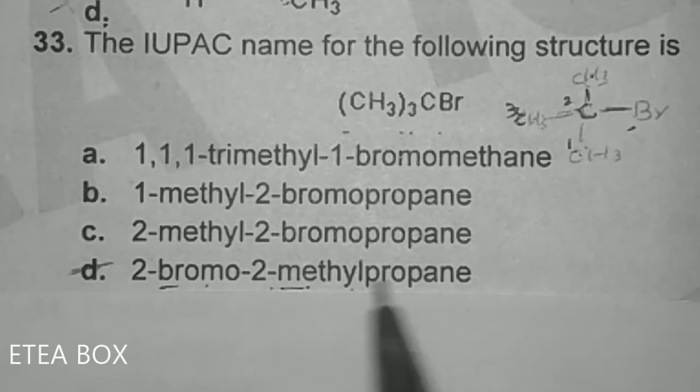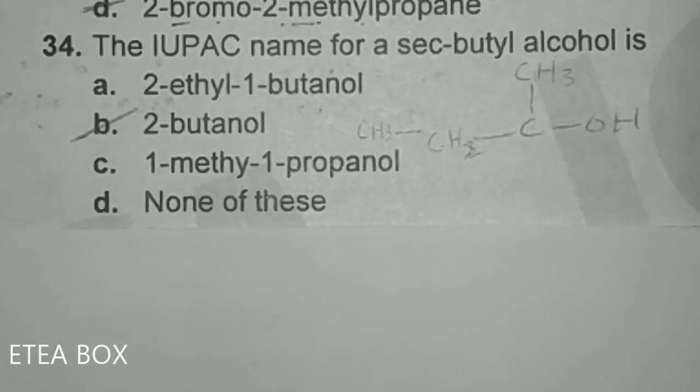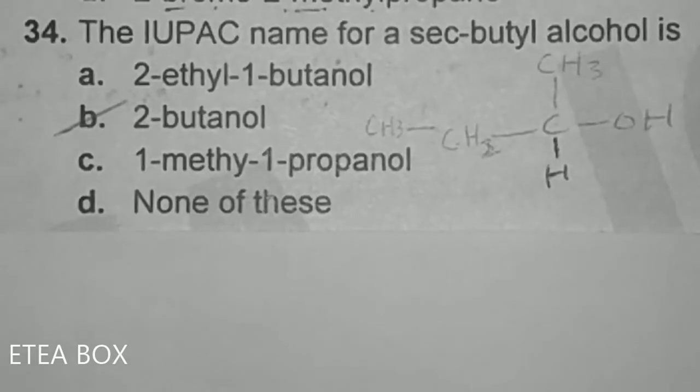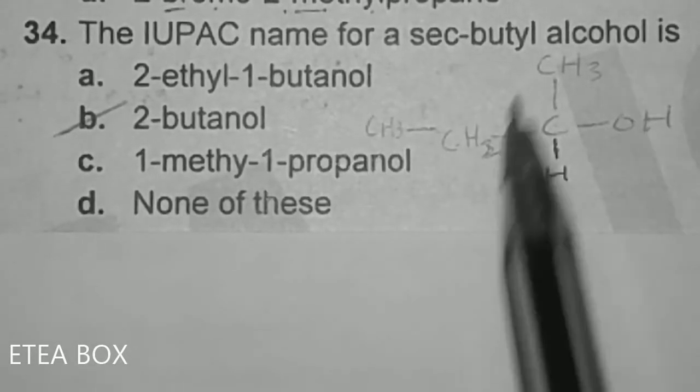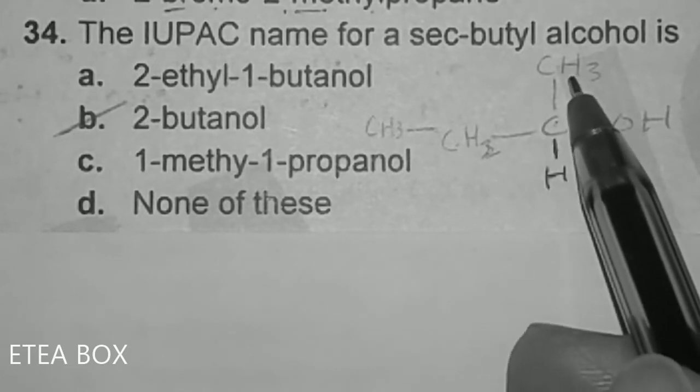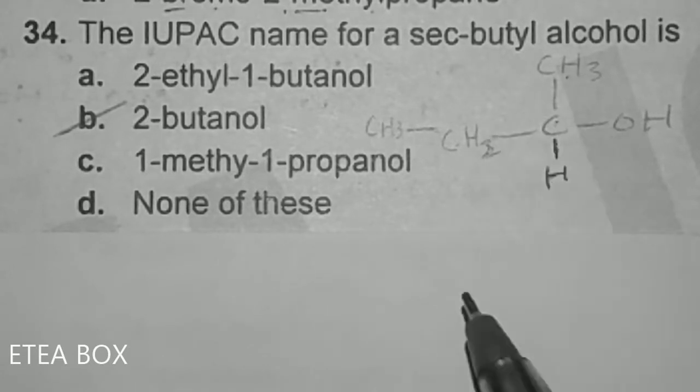Okay, so 2-bromo-2-methylpropane. The IUPAC name for secondary butyl alcohol. Now look, this is the structure for secondary butyl alcohol. Look here, the 2 hydrogen atom is replaced by the alkyl group. That's why it becomes secondary. And the hydroxyl group is also attached.